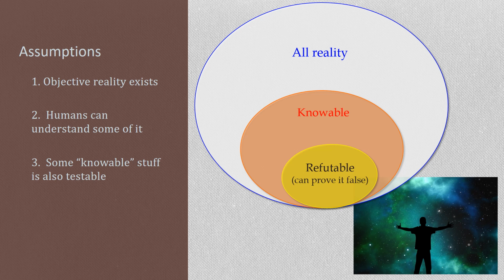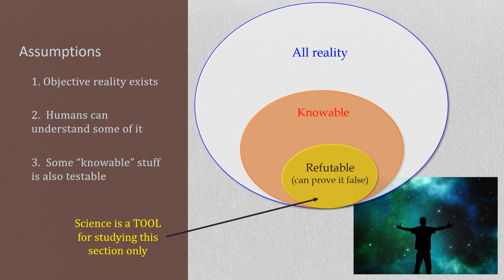Within this knowable realm, scientists assume that we can only actually test some of it. And this is what separates science from other fields of study. This yellow circle, the smallest in my nested Venn diagram here, is the part of knowable reality that is refutable. That means we can design a test to prove it false, if indeed it is false. It is this yellow circle that science investigates. Science is a tool for studying this section of reality alone.